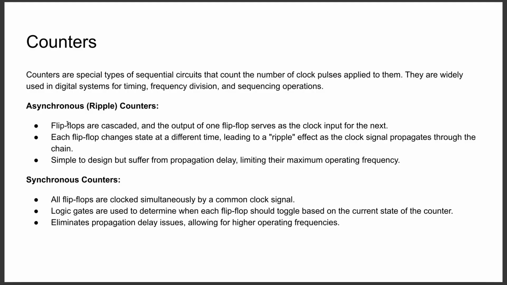Asynchronous ripple counters. Flip-flops are cascaded, and the output of one flip-flop serves as the clock input for the next. Each flip-flop changes state at a different time, leading to a ripple effect as the clock signal propagates through the chain. It's simple to design, but they suffer from propagation delay, limiting the maximum operating frequency.